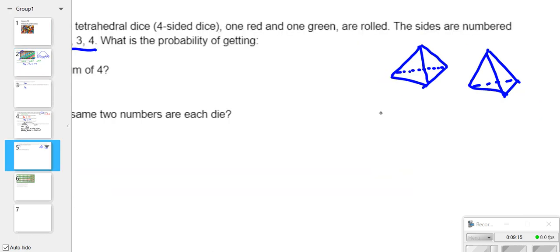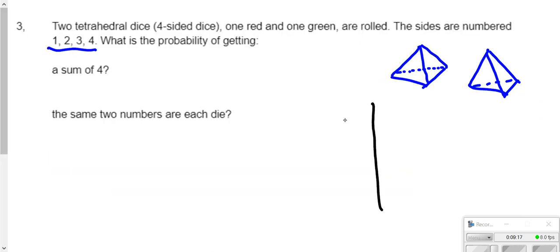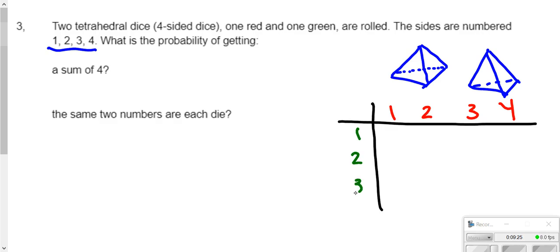And so my picture, so to speak, or my chart, is to be, okay, here's my red die. I can get 1 through 4. Here's my green die. I could get 1 through 4. And I want to write down the rolls that I get in each case. So this would be a 1 with a 1, a 1 with a 2, a 1 with a 3, a 1 with a 4, and so on.